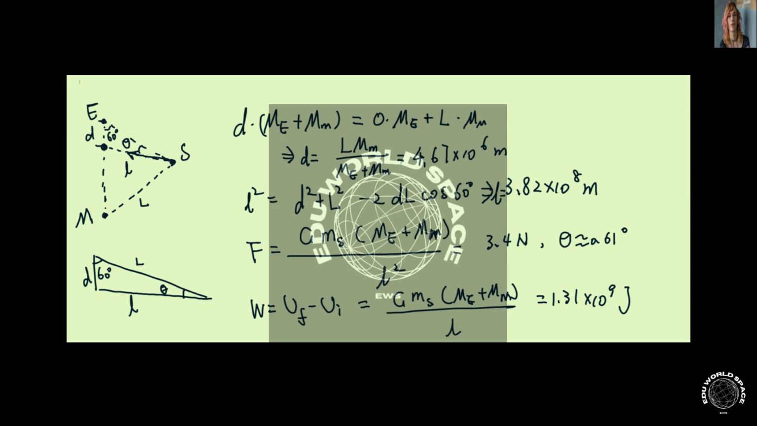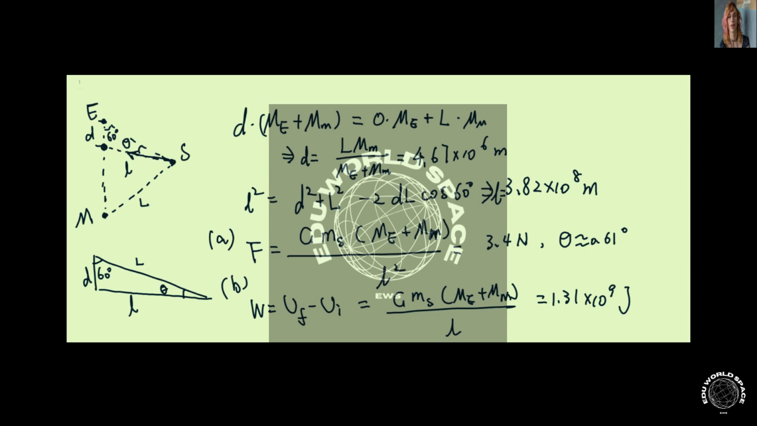Since we know the distances d and small l in this triangle, we can easily find that the angle theta here is around 0.61 degrees. So that's the direction of our force. So that was question A.